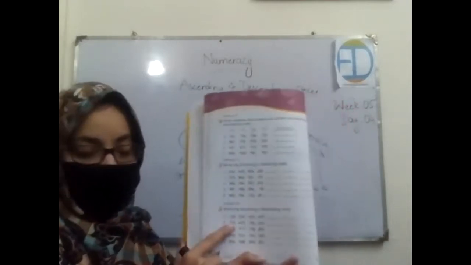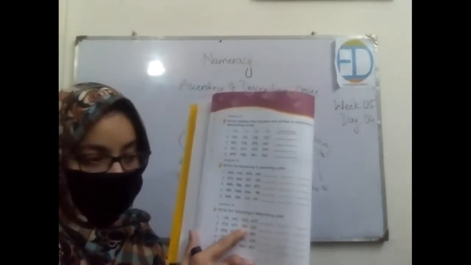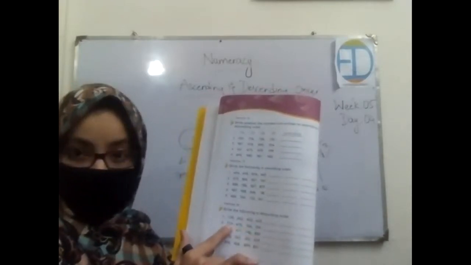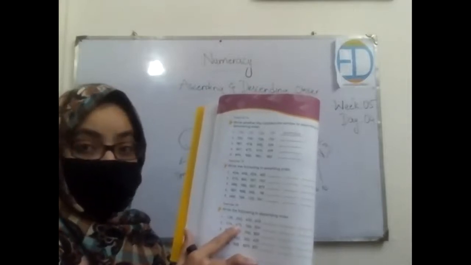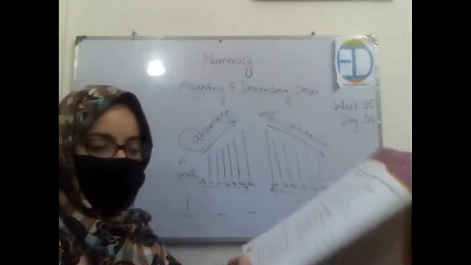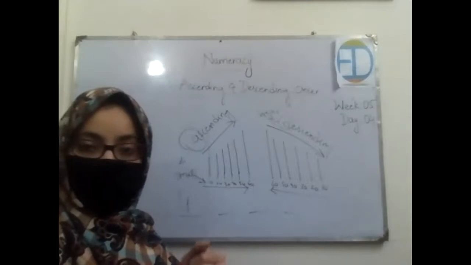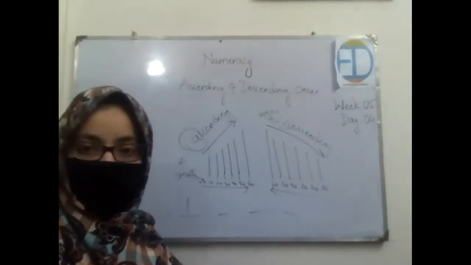Now look at the second one. The first is 764, then 574, then 475, and then 354. Excellent. Now solve the last three by yourself. Hurry up. Let me know if you need any kind of help, okay? Hurry up.